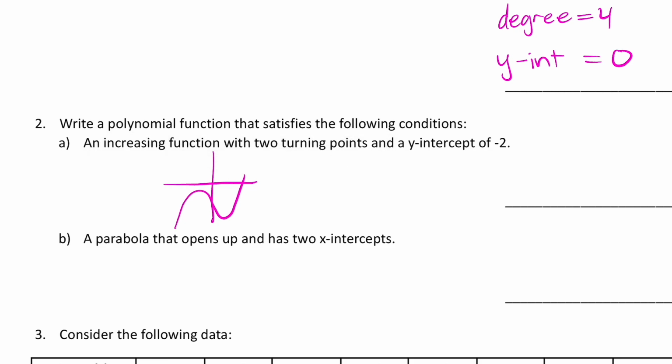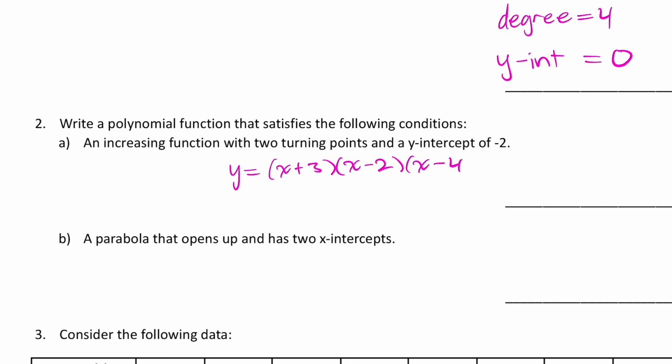and a y-intercept of negative 2 means it gets moved down to negative 2. Okay, so if we just have a cubic and we just make up our own intercept points, right? Let's just say y equals x plus 3, x minus 2, x minus 4. Alright? This will be a cubic function, and it will intercept at -3, 2, and 4.